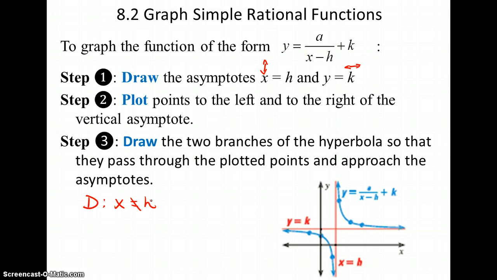Okay, and what about for the range? Well, what do you think? Well, if I look at the range, it doesn't look like my graph is going to cross the horizontal asymptote. So right there. Right. So what would you write for your range? I would say that my range, my y value can't be equal to k. And I would absolutely agree with you.